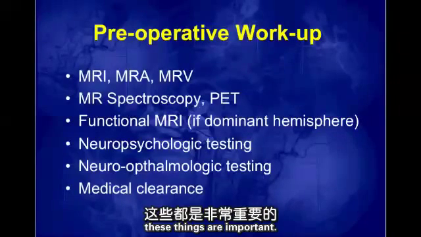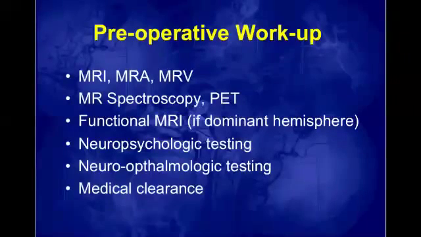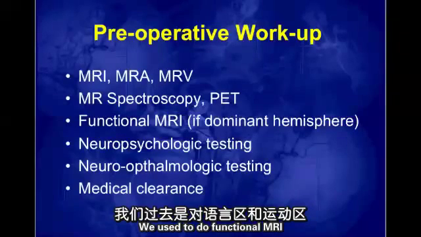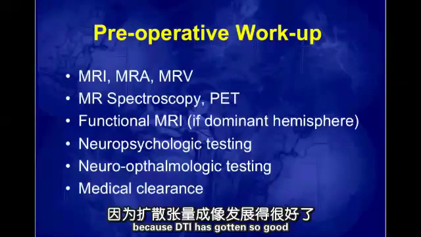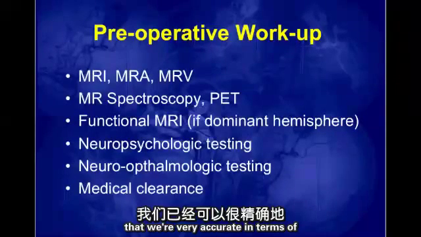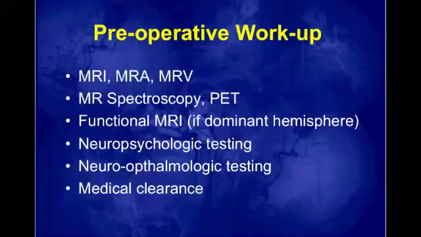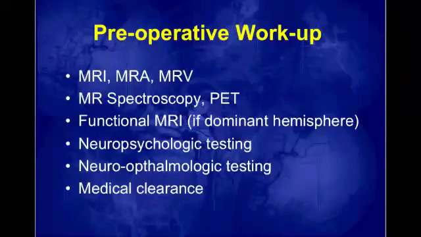These things are important. Functional MRI we do for patients with tumors in the dominant hemisphere. We used to do functional MRI for both language and motor. Now we actually only do it for language because DTI has gotten so good that we're very accurate in terms of predicting motor cortex and motor fibers. But language is still very variable for each individual patient. So we almost always do functional MRI when language areas are concerned.